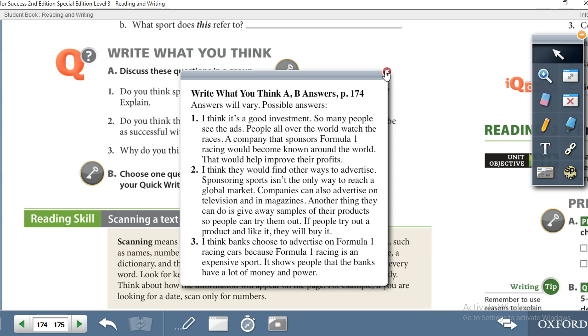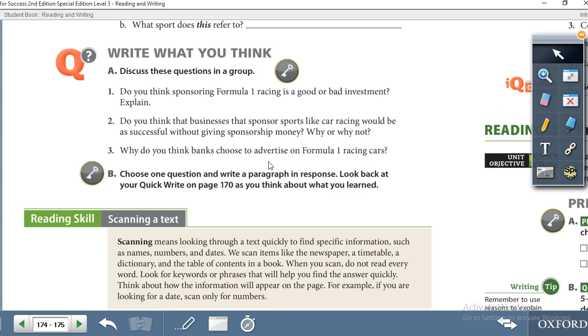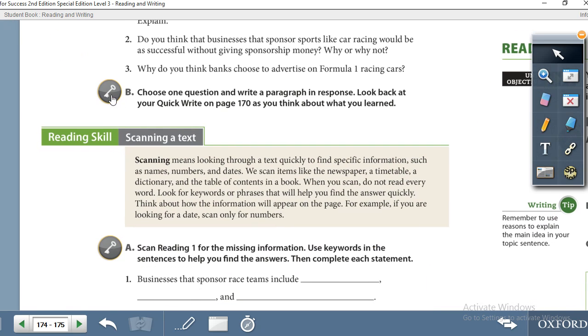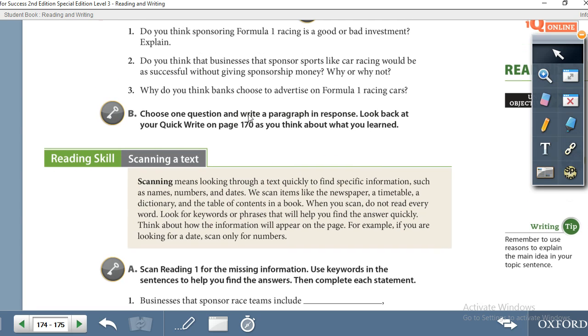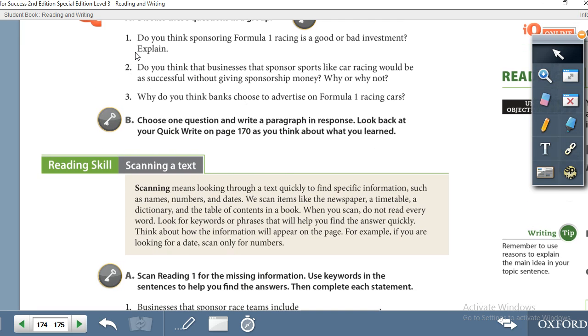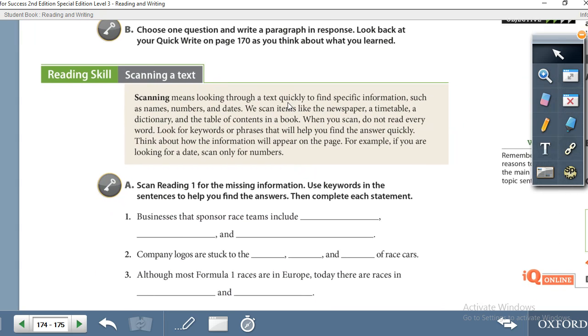Right, let us continue. So we're going to look at exercise B. Choose one question and write a paragraph in response. Look back at your quick write on page 170 as you think about what you learned. So you're going to choose one question from these 3 and you are going to write a small paragraph on what you learned.